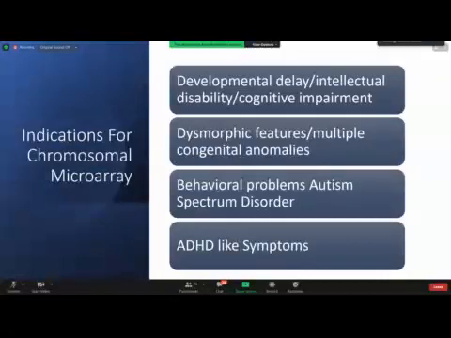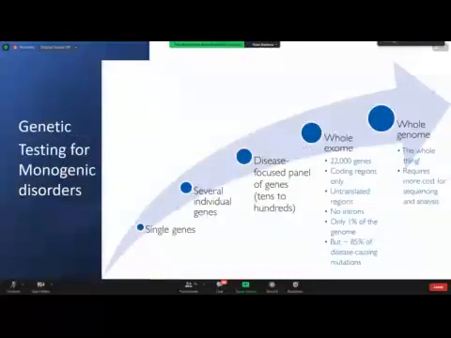But again, हमें पता है कि ये जो multiple regions delete हो रहे हैं, multiple genes, so that can have a broader spectrum. So if our clinical features are a little bit broader than a simple rare Mendelian condition, then we go for the microarray. Do you have any question till here?